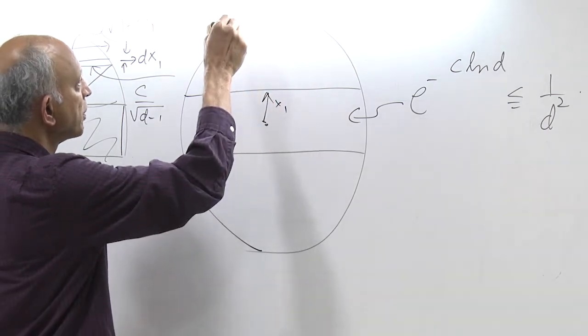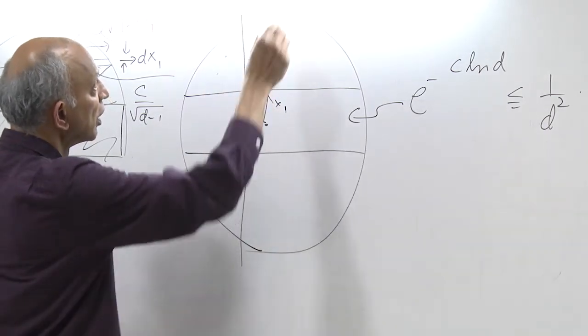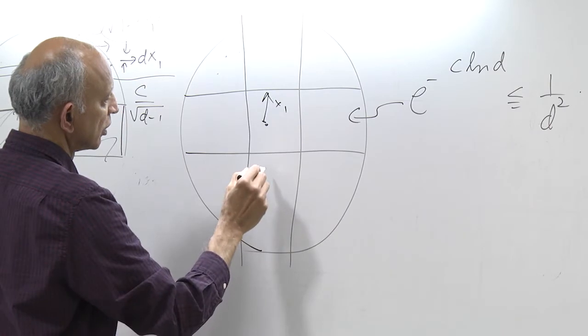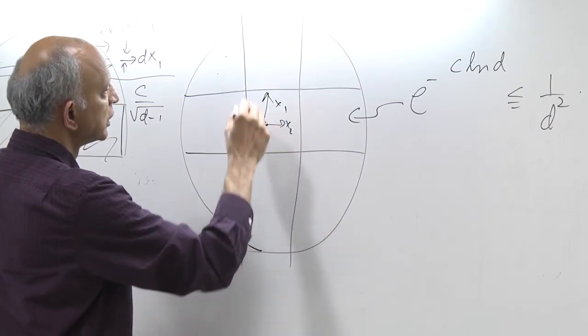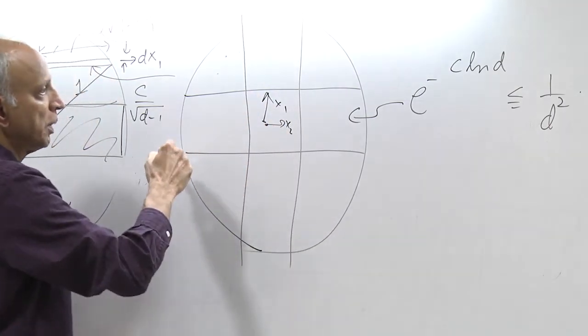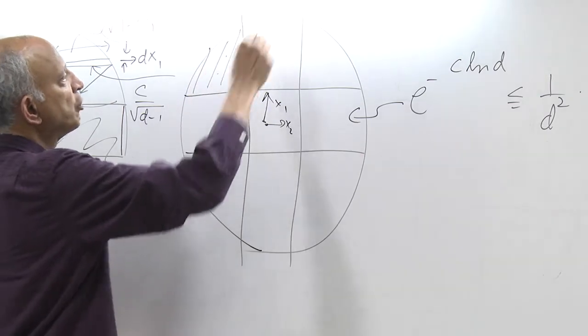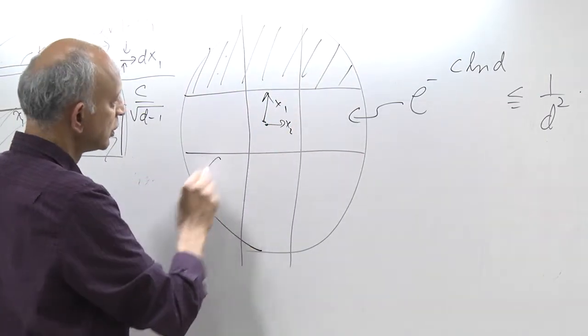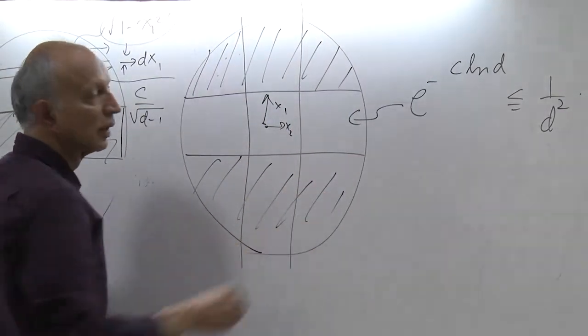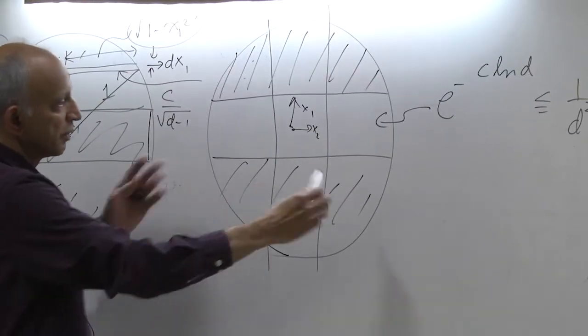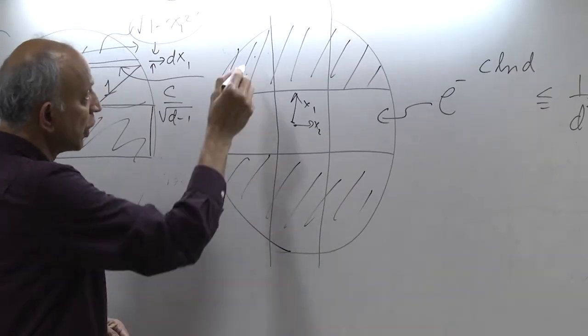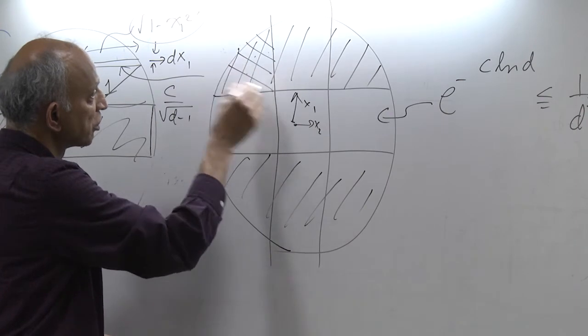And I could do the same thing for the x2 axis. This is x2. And I know, okay, so let me, this shaded region is small. But from the x2 picture, I also know that this shaded region is small.